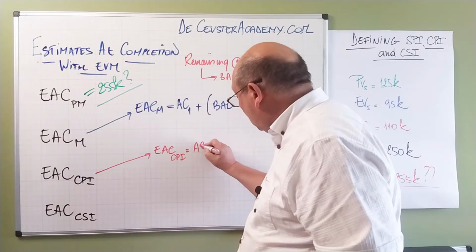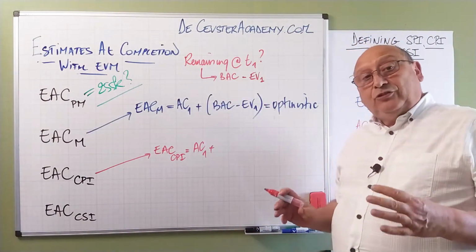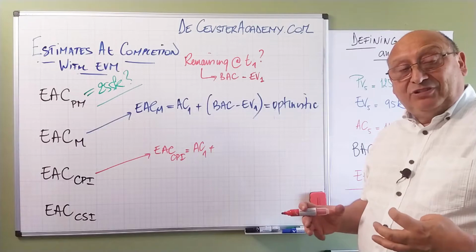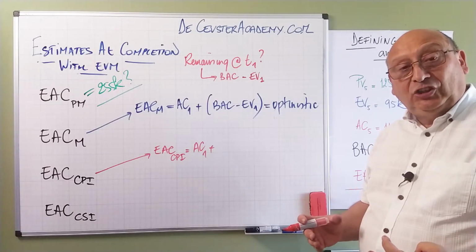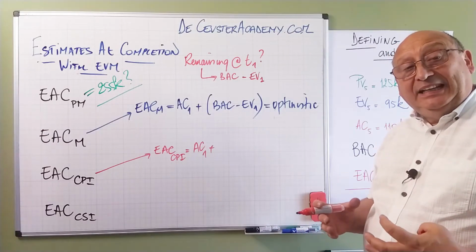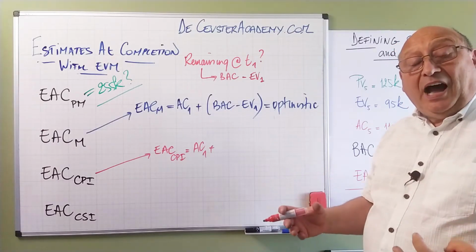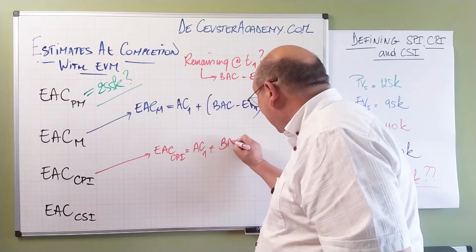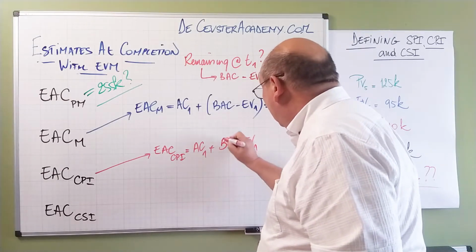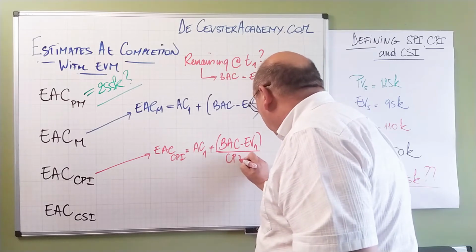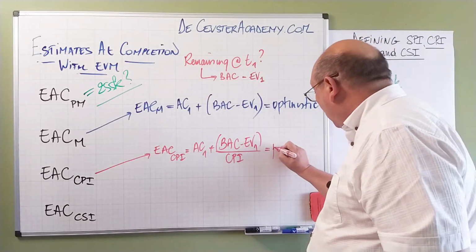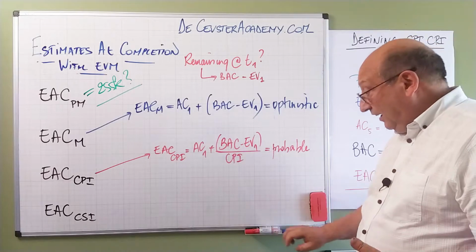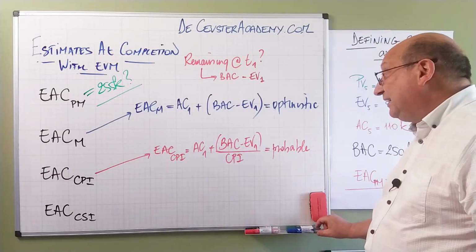Now the second element that we're going to look at is the estimate at completion CPI. We start again with the actual cost. Now what we assume is that the remaining deliverables will be created with the same financial efficiency. It means that we're creating them, but the CPI will be equal to the CPI from the past. So we can write this as BAC minus EV1, divided by the CPI, which is the probable estimate.